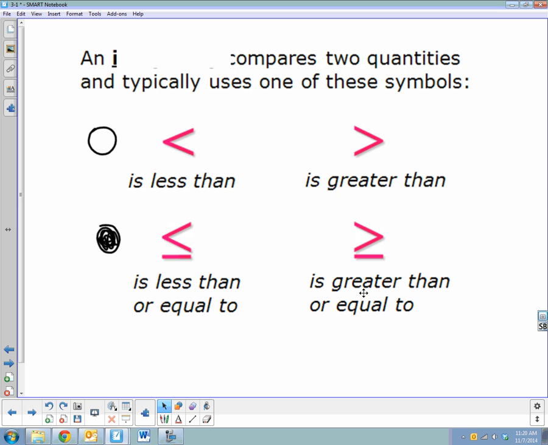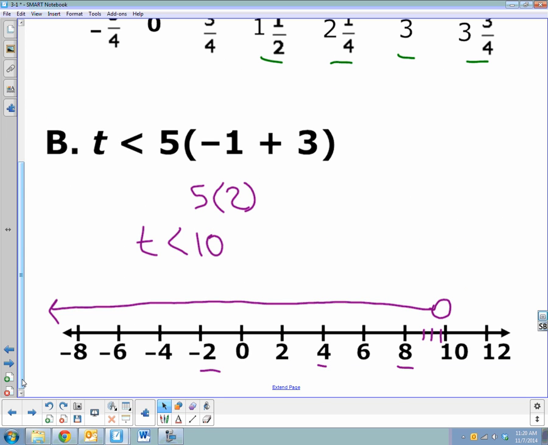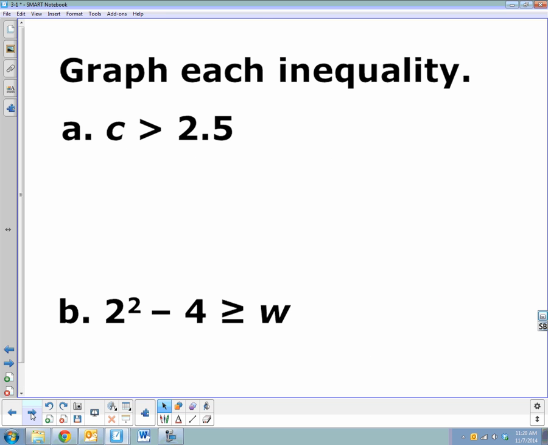And the reason we have the open circle versus the closed circle is because of these situations, where 3/4 does work, so we close in the circle. But since 10 doesn't quite work, but 9.9999999 does work, we have to have a way of graphing that. And so we get it really super close to 10 and draw an open circle. Try these two on your own, graph the inequality.